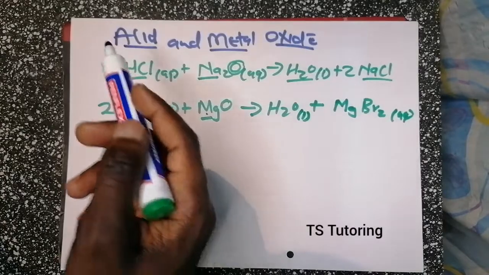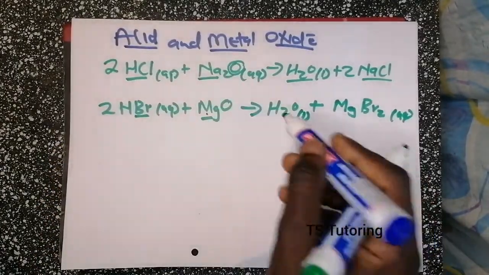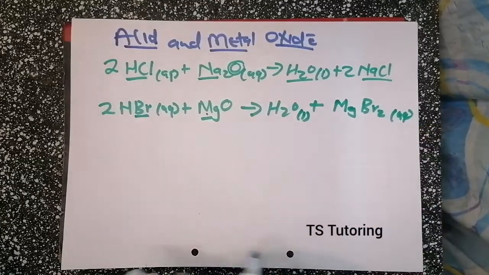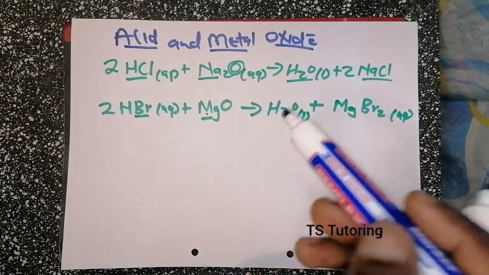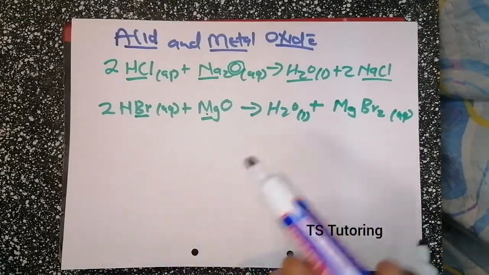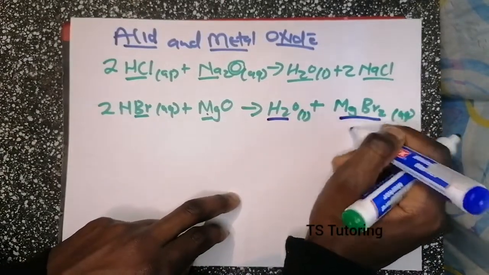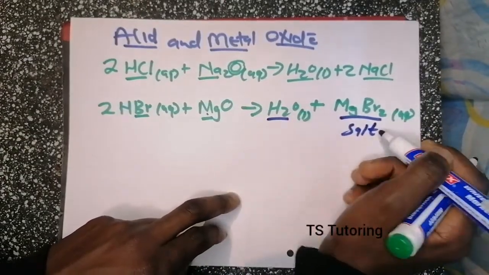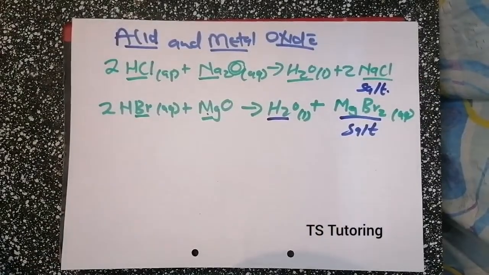So when an acid reacts with a metal oxide, we form water and salt too. It's the same. When an acid reacts with a metal hydroxide, we still form water and salt. Here acid with metal oxide, we still form water and salt. These are our products, right? Water and a salt, isn't it?